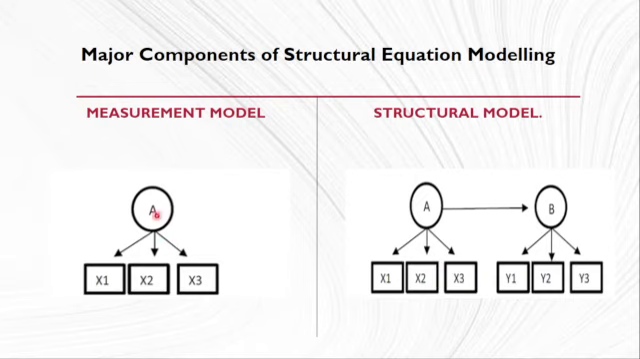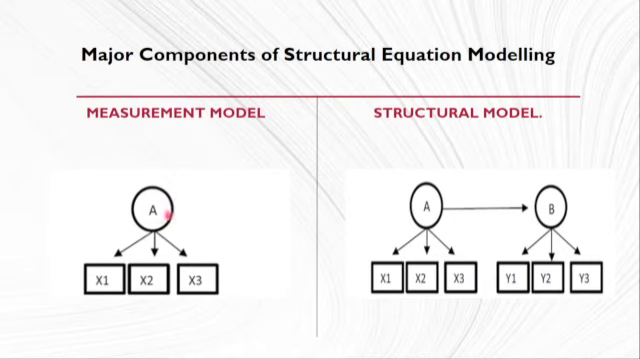Here, A indicates a latent variable, and a latent variable is always drawn in an ellipse. Under structural equation modeling, you will have some standard notations. The ellipses always indicate latent variables, and the rectangular or square boxes indicate observed measures.